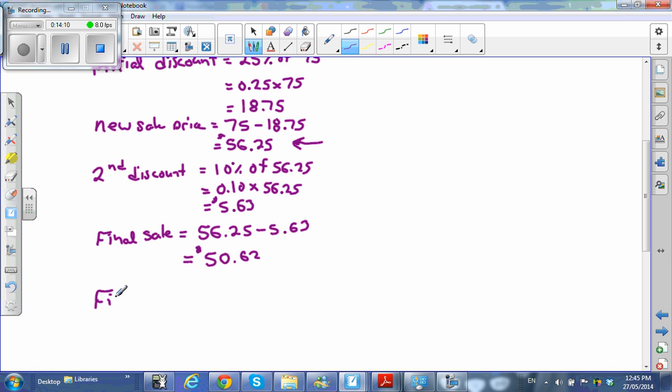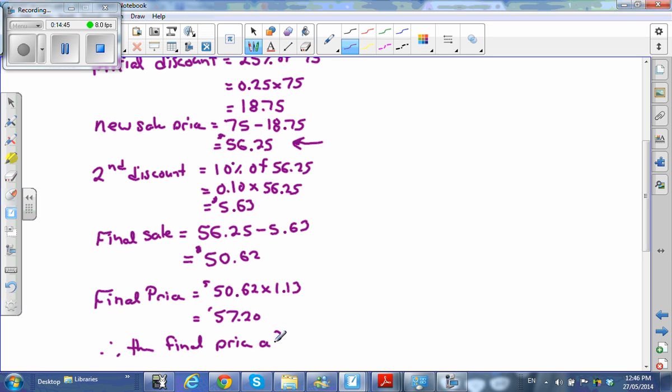Okay, so final price. This is including tax, and we should really put a little therefore at the end. So 50.62 times 1.13. Now, if you don't like the 1.13, stick with the 0.13. Keep in mind that's the tax that we'll have to add on to our 50.62 after. So I'm just going to times that by 1.13, and I get 57.20. Therefore, the final price after tax is $57.20.